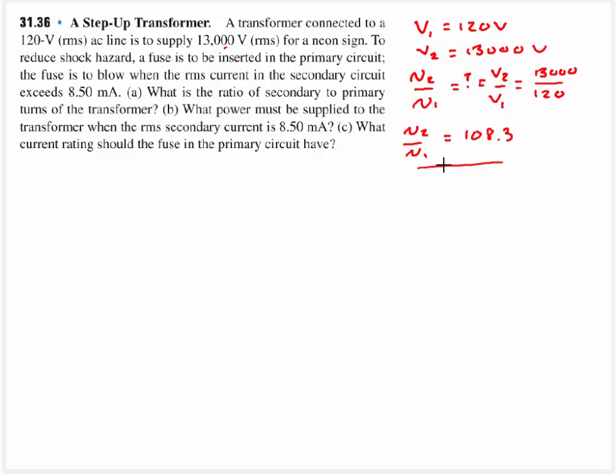So we're left with this ratio, N2 over N1 is going to be 108.3 turns, or 108.3. Now for part B, we're asked for what is the power that must be supplied when the secondary current is going to reach its limiting fuse. Well, we know that power is simply going to be equal to current multiplied by voltage. In the case of AC, it's kind of an average power, but the same equation is going to apply.